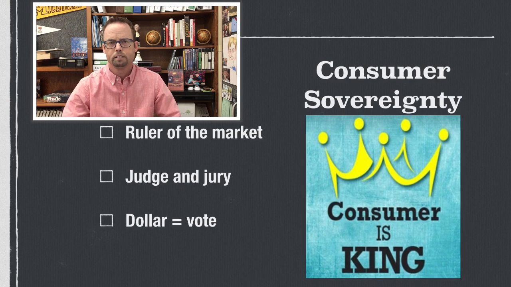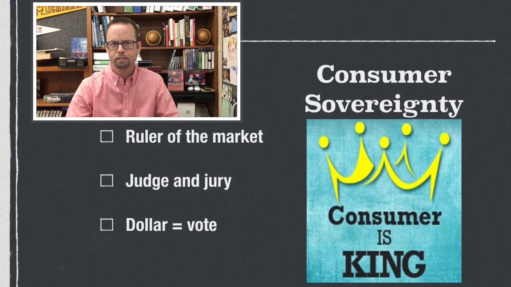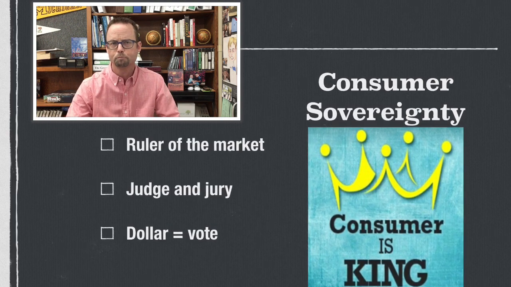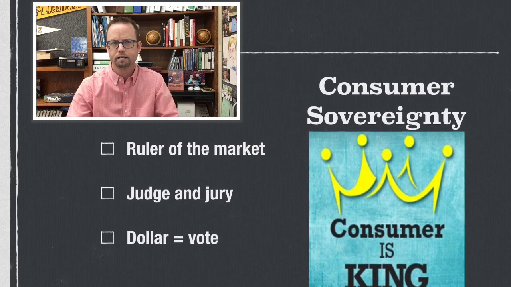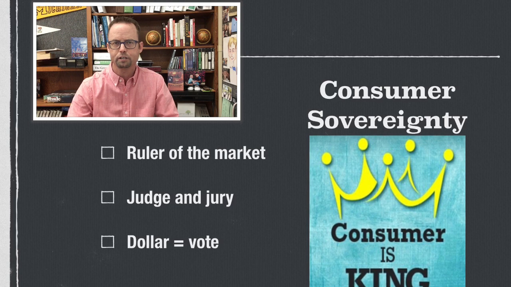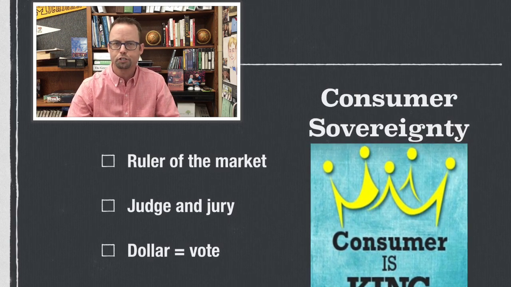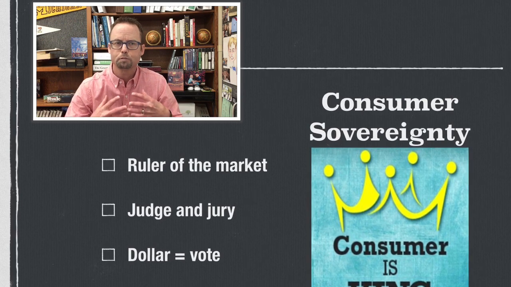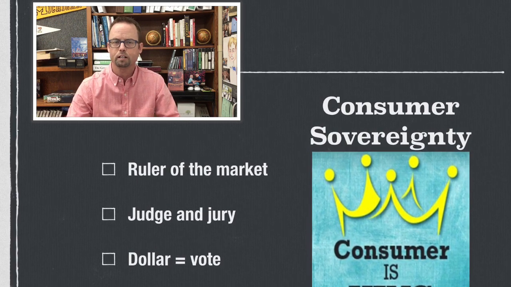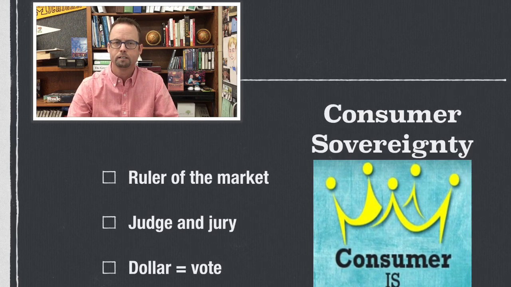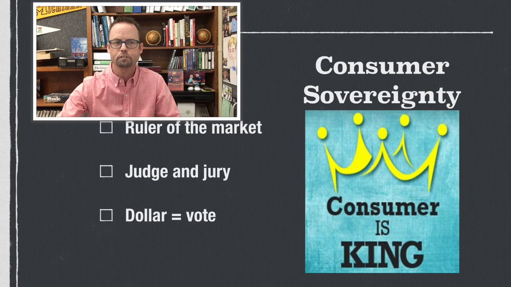In a command economy, the government is the ruler. In a free market, the consumer is. Consumers in a free market society are the ruler of the market. They are sovereign. In a free market society, consumers are the judge and jury. And consumers play a large role in determining the following questions: what is produced, what the price will be, and who succeeds and who fails.